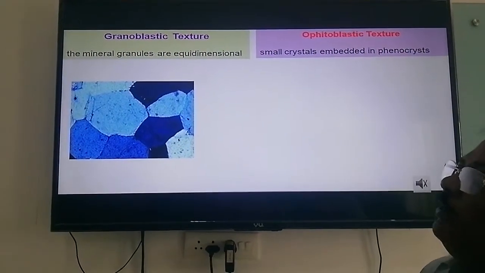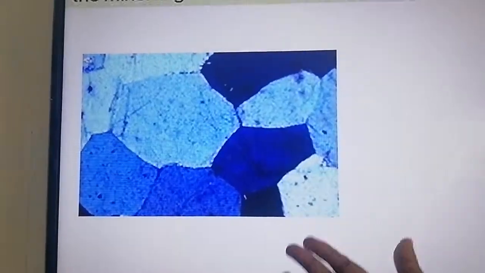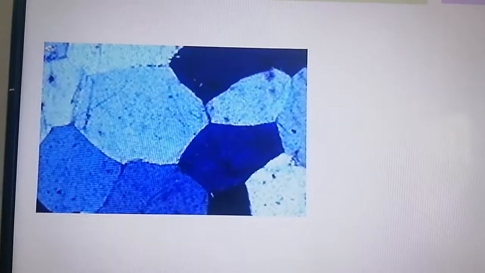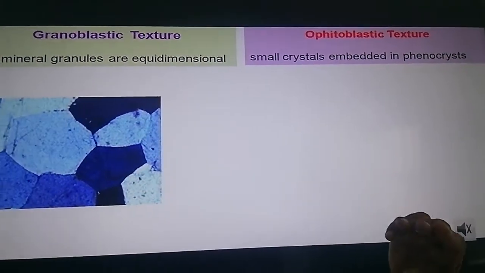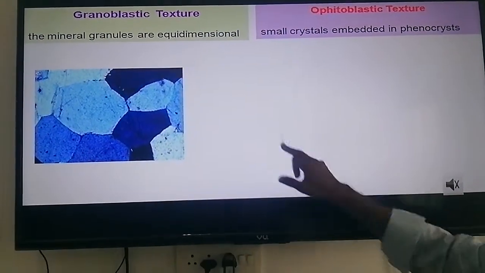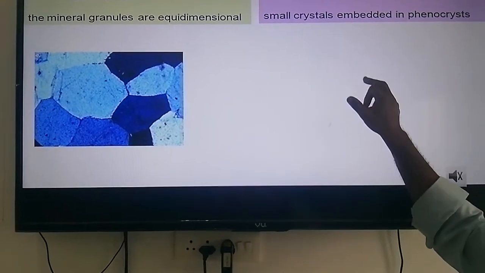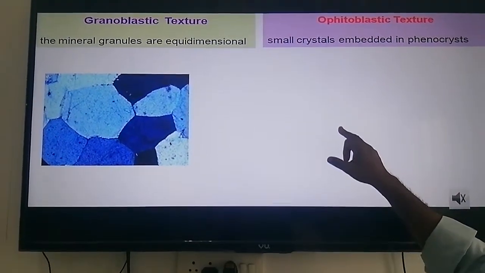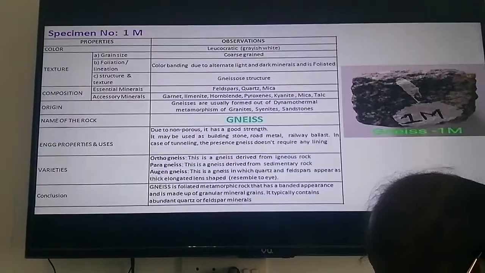Granuloblastic texture, where the mineral granules are equidimensional. Almost all the minerals are equal in dimension. Poikiloblastic texture, small mineral grains which are embedded in a big mineral, that is a big phenocryst. So in the phenocryst, small minerals are embedded. In such a case we say that the rock is exhibiting poikiloblastic texture.